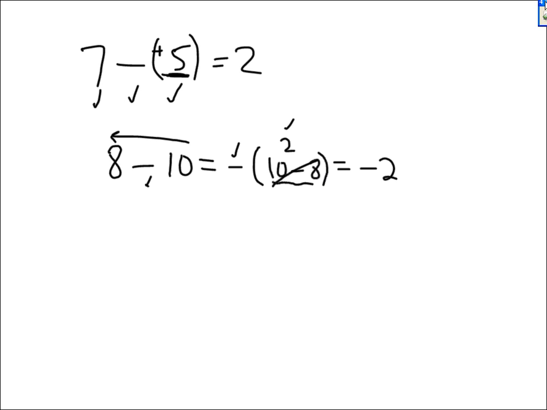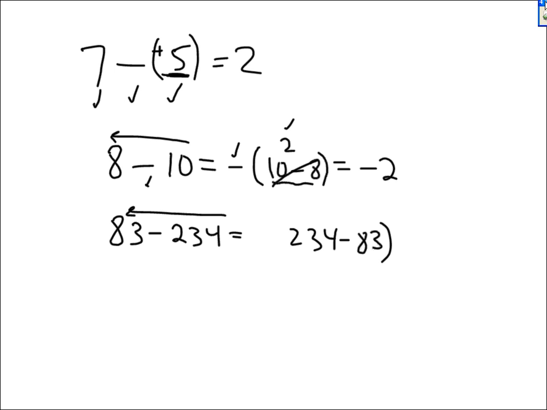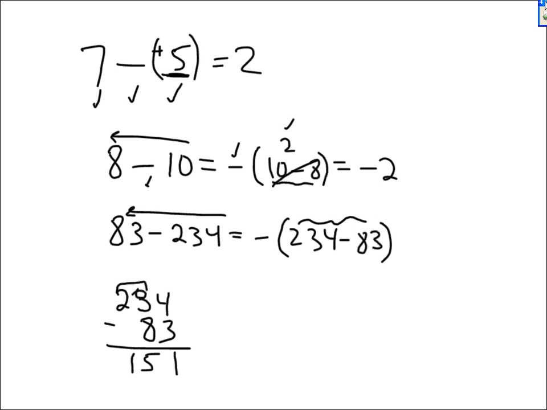Just read it backwards. If you were asked to do 83 minus 234, you should do it backwards. You should do 234 minus 83. And whatever you get is a minus in front. So do that on the side. 234 minus 83. 4 minus 3 is 1. 23 minus 8 is, I guess, 15. So this number is 151. With a minus in front, it's negative 151. Just read the number backwards.